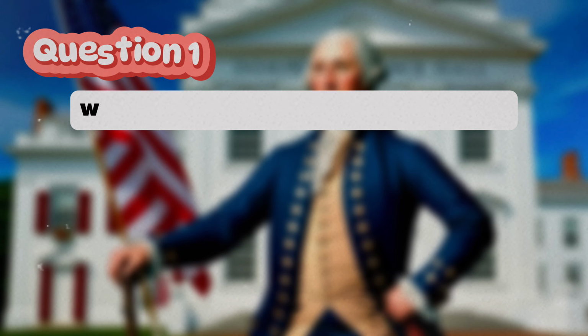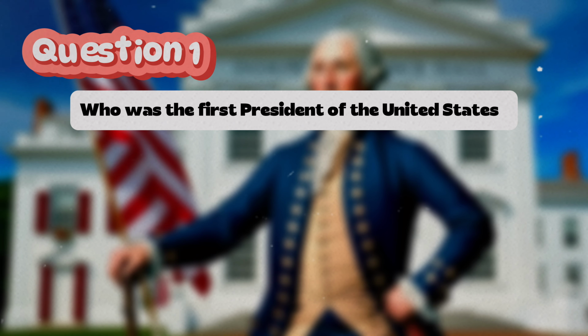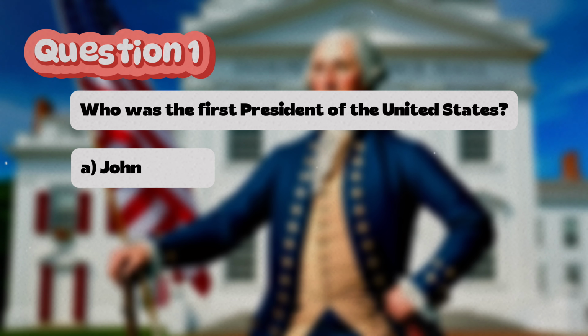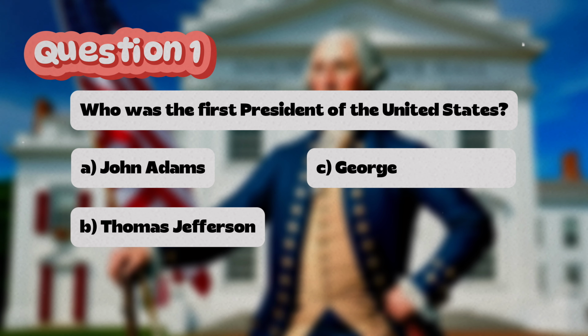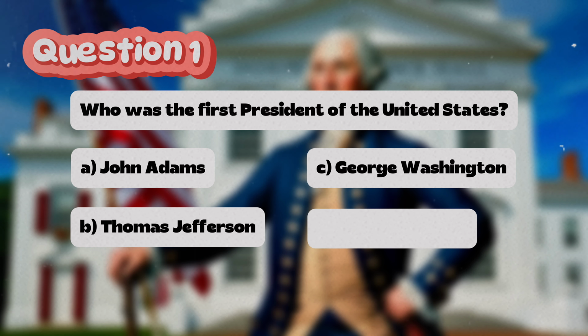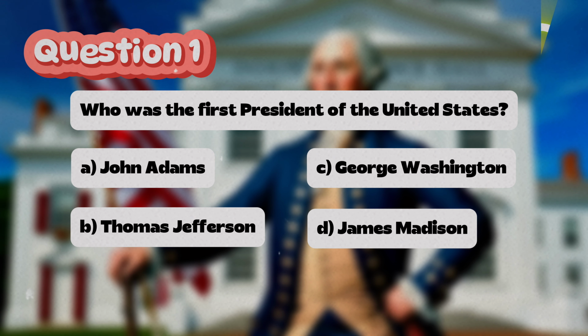Here is the end result. Question 1. Who was the first president of the United States? A. John Adams. B. Thomas Jefferson. C. George Washington. D. James Madison.